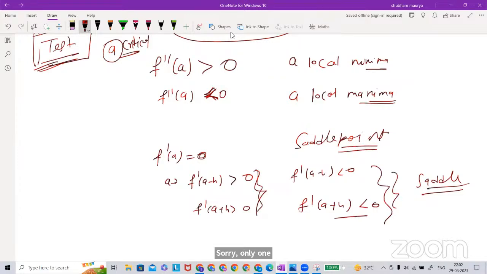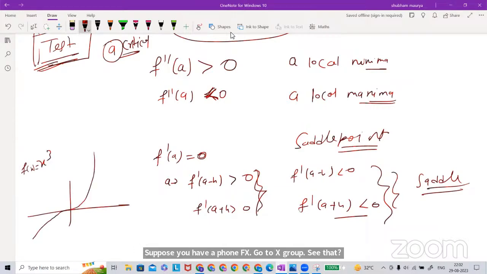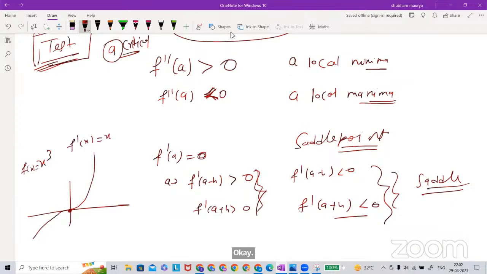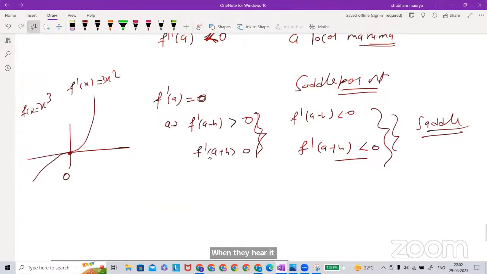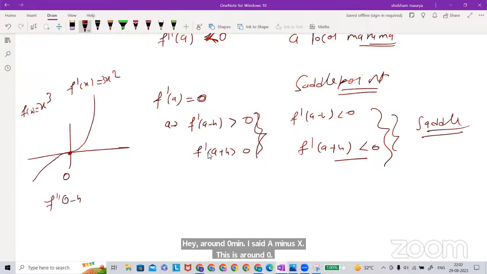If that is happening, then that is going to be a saddle point, like x cube. Suppose you have the function f(x) equals x cube. See how it happens. Differentiate this function: f prime is 3x square. Now around 0, on the left side, means 0 minus h, just differentiate and find the value.